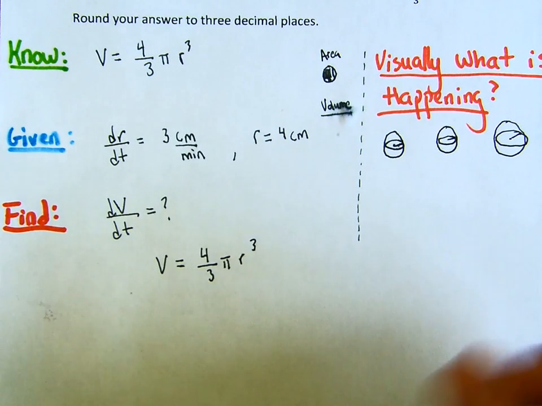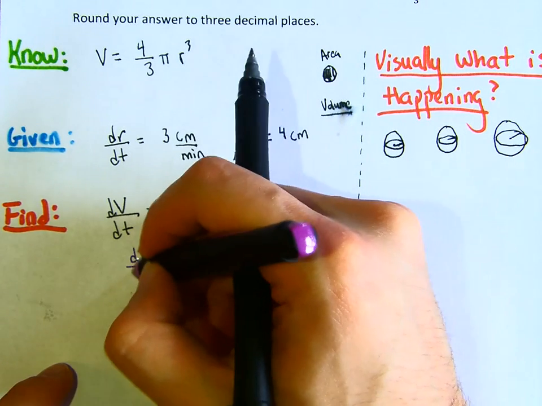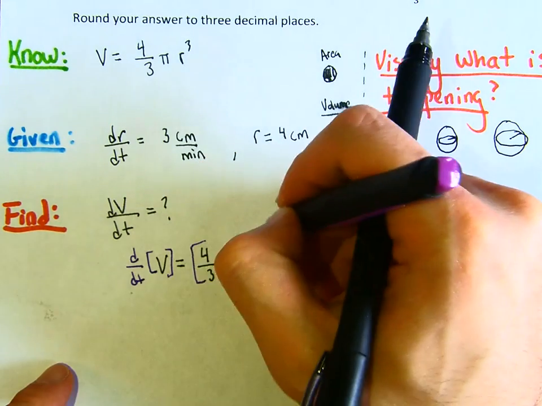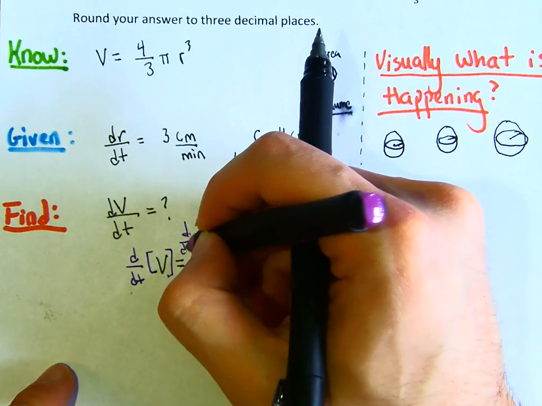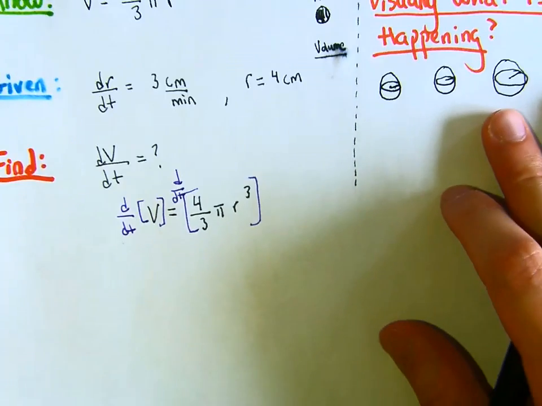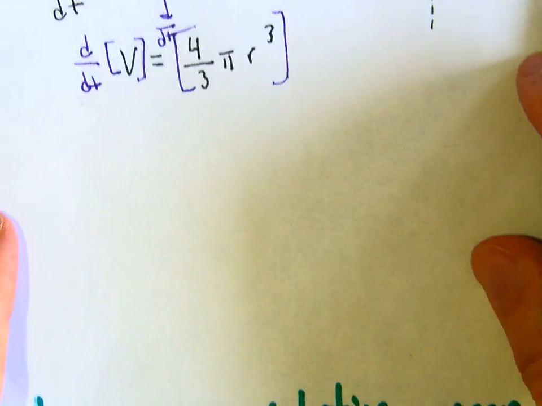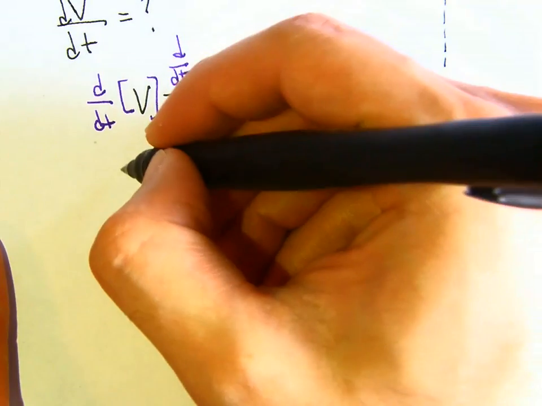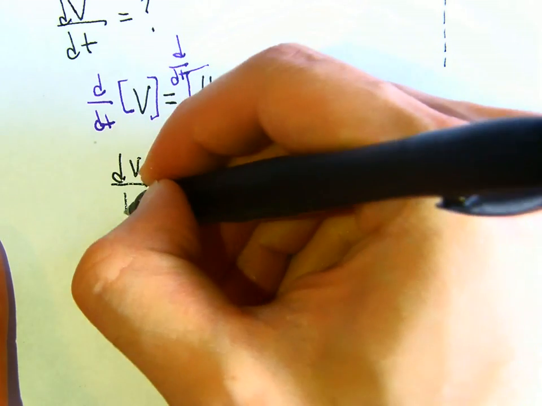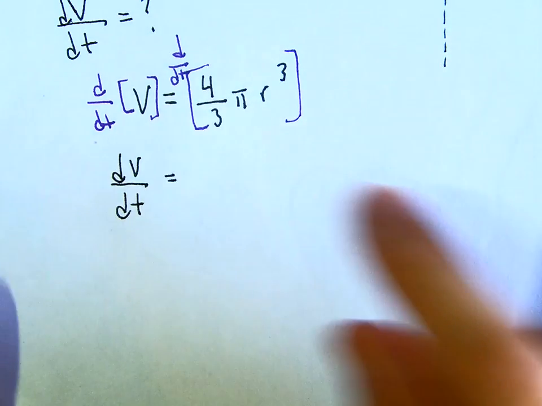Okay, and by now we should trust ourselves. We're going to take d/dt on both sides. Now this gets a little tricky, because the left side is pretty straightforward, right? How do you take the derivative of the left side? Here, this is just dV/dt. No questions asked. But then how do you take the derivative of this?